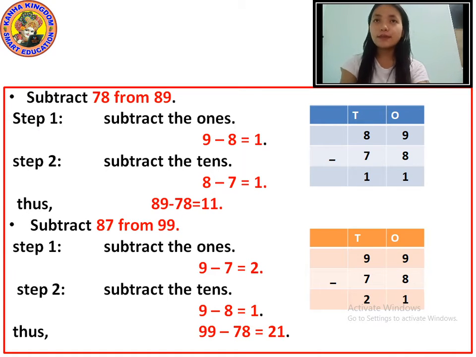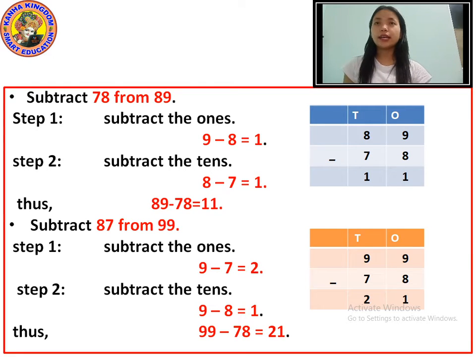In this number 78, 8 is a digit which is present in ones place, right? So what does it mean? It means we have to subtract 8 from 9. So the first step is to subtract the ones.